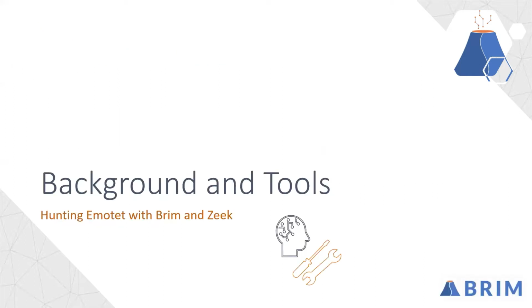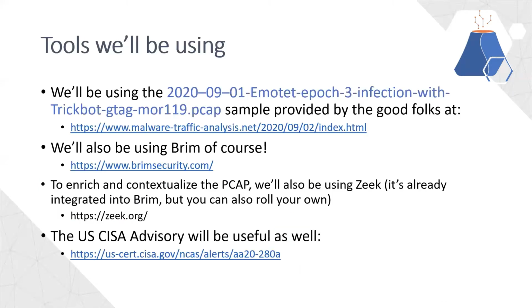We're going to start by looking a little bit at the background to Emotet itself so that we know what we're going to be looking for, and also at the tools that we're going to be using. Because it's important to work out how to hunt something before it occurs, we're going to use a sample of Emotet. I'm not expecting you to have been breached to have live data, so to speak, but thankfully there are some really good folks who make these types of samples available.